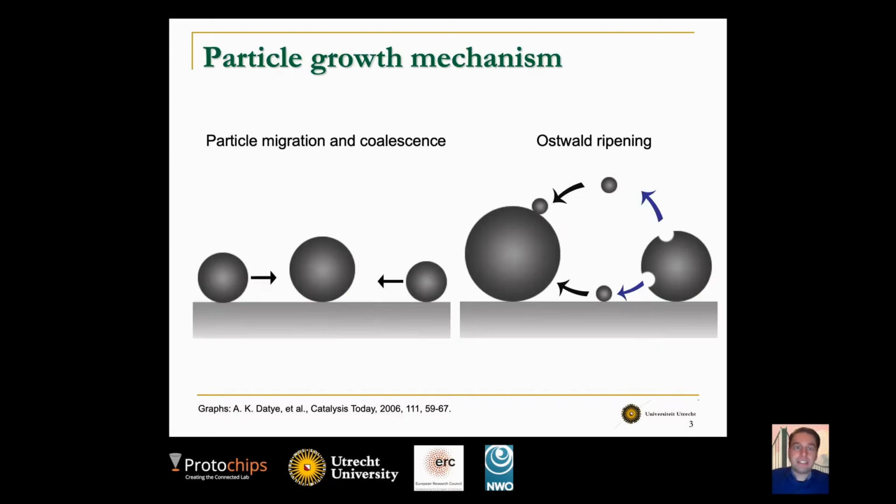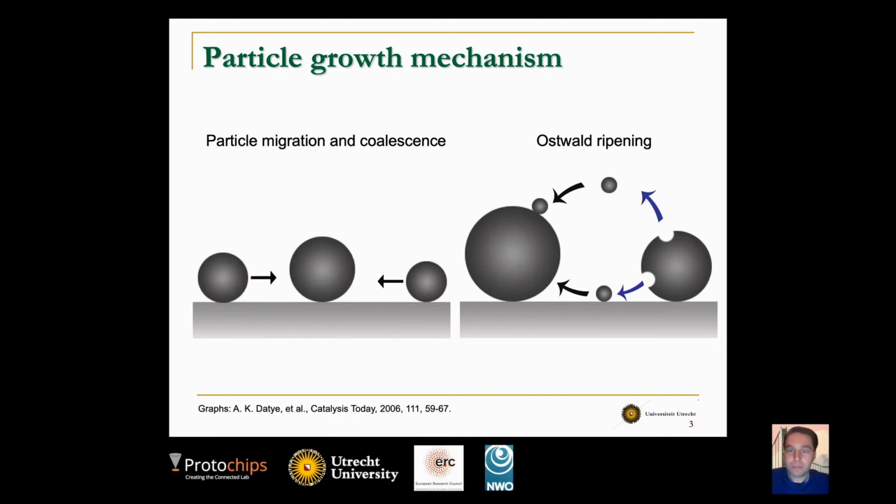This growth usually happens through one of two mechanisms. The first one is particle migration and coalescence, shown here on the left. In this, smaller particles move around over the surface or sometimes through the fluid. Then when they meet, they merge together to form one larger particle, causing particle growth.